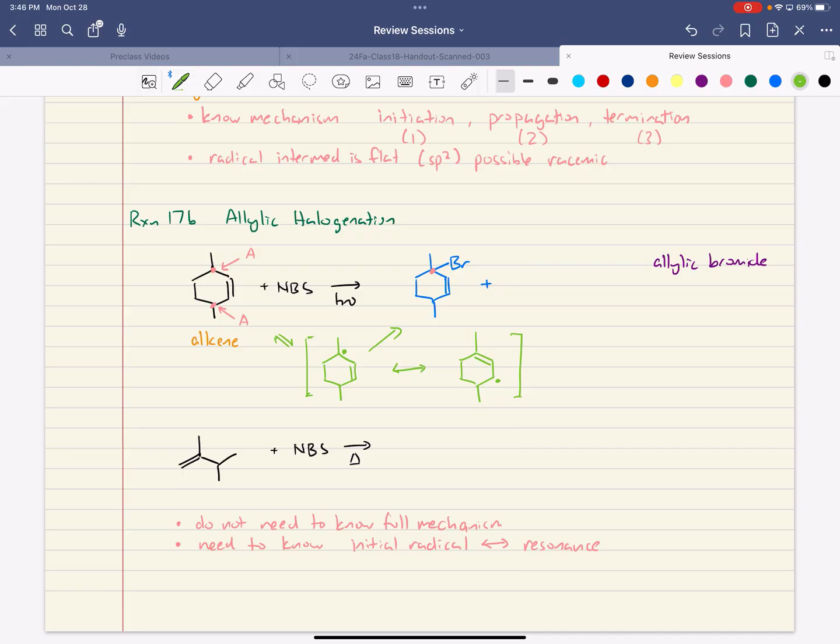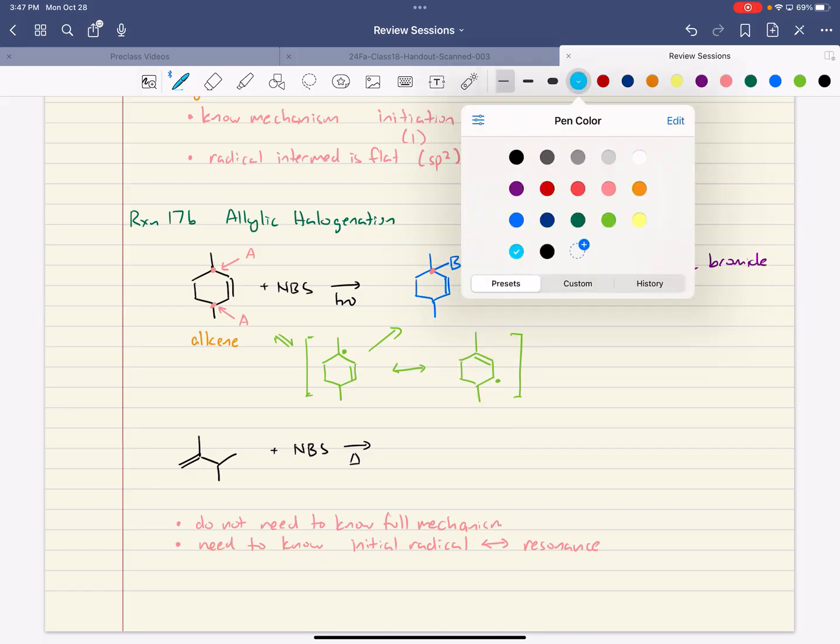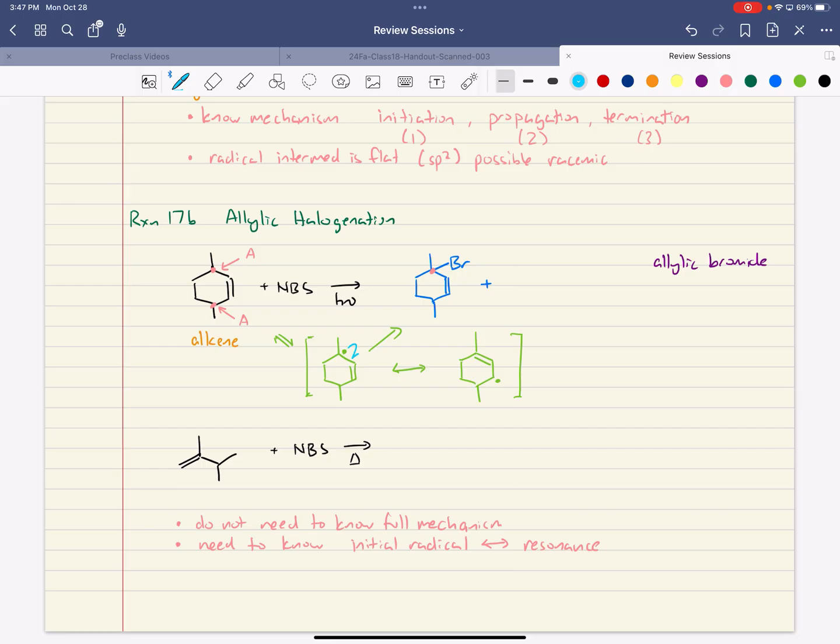Why don't you challenge yourself? Maybe your classmate is confused. How did I go from here to here? Because we're using fish hooks, it actually takes quite a bit of arrows. For instance, you move this electron here to the bond. Okay, so that's a little bit close, but that's to the bond. You move this pi electron here to complete the pi bond. And then that pi bond has a second electron, you put it directly onto that carbon. That's how you get the radical in that position.